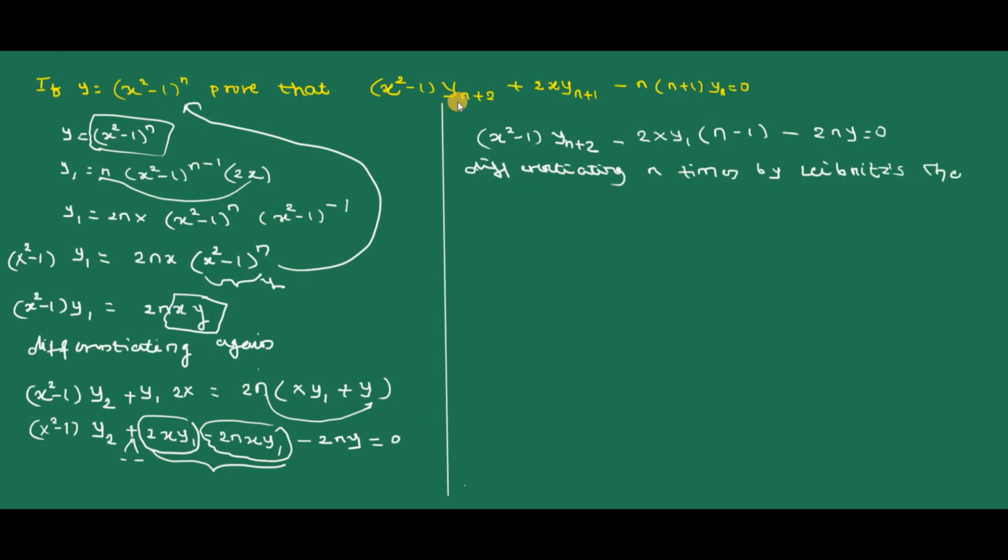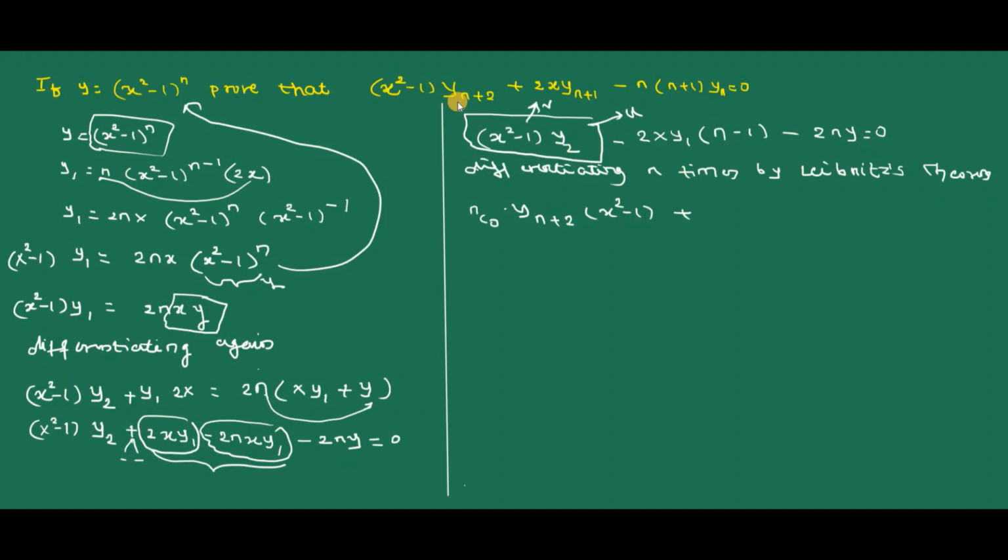Leibnitz theorem I will write. Leibnitz theorem. For the first one, y_{n+2} is the u value and x squared minus 1 is the v value. So first I will write nC0. Sorry, here I have written plus 2. This is only y2. So nC0 as it is: the nth derivative of y2 is equal to y_{n+2}, and x squared minus 1 as it is.